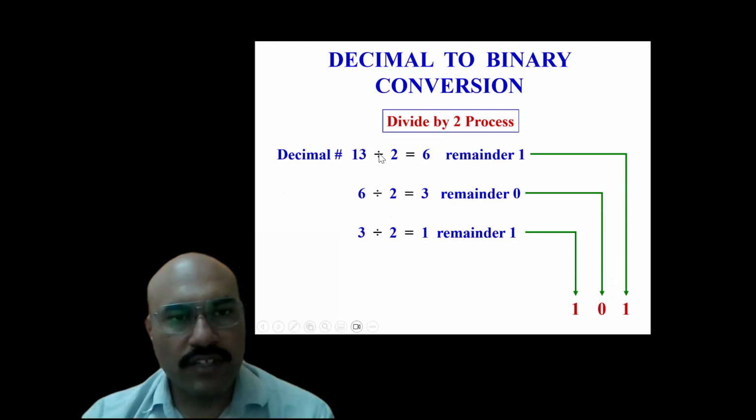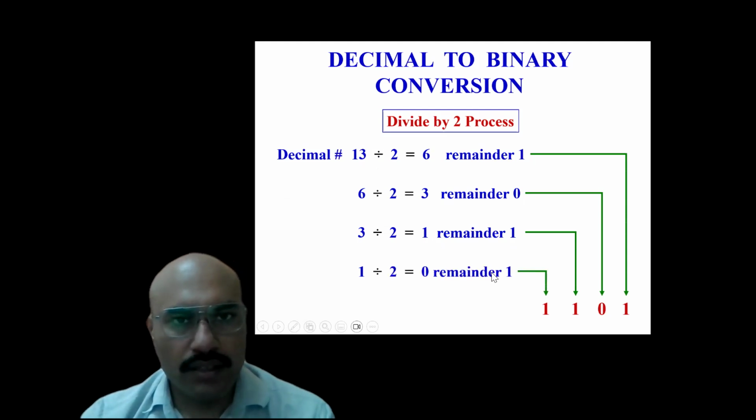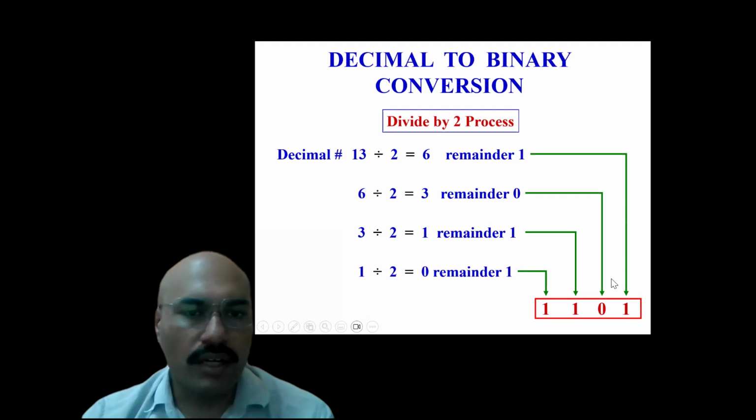Now, as we can see, we have divided by 2 several times, and we got the remainders 1, 0, 1 and 1. Whatever remainders are left, reading them from the last one, that is 1, 1, 0, 1. So this is the binary code for 13.